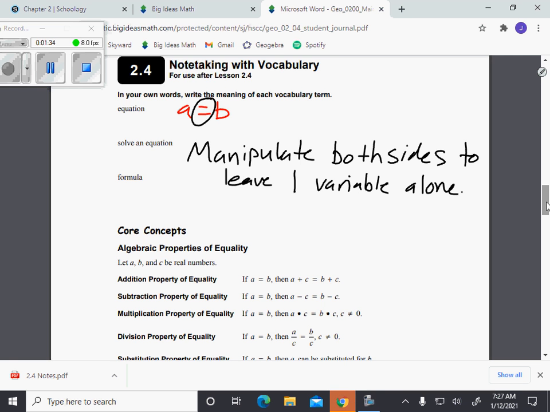A formula is facts or definitions, anything in math form. And that's really a broad definition. A formula is something to help you find the solution. Okay?